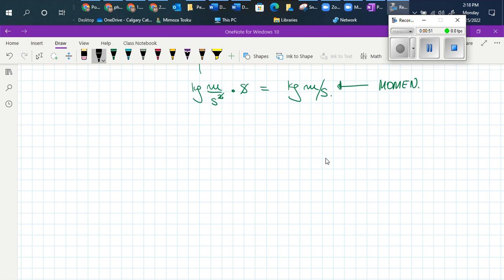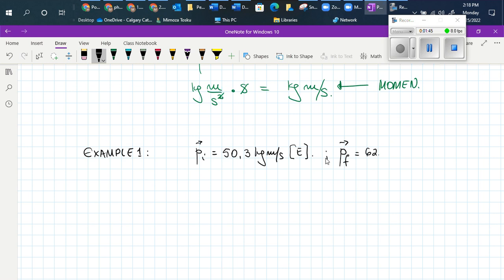So if we know the initial momentum and final momentum of an object as a vector quantity, and this is example 1, say that initially an object has a momentum of 50.3 kilograms meters per second going east, and then as a result of a collision or whatever the situation is, after a certain time the object has a momentum of 62.8 kilograms meters per second going north. What is the impulse, or the change of momentum?